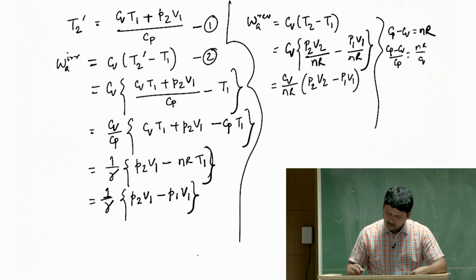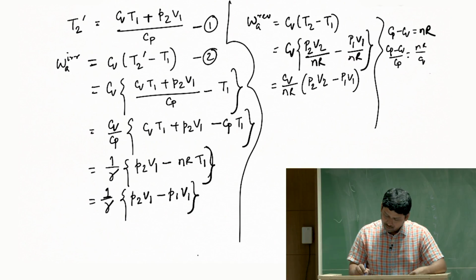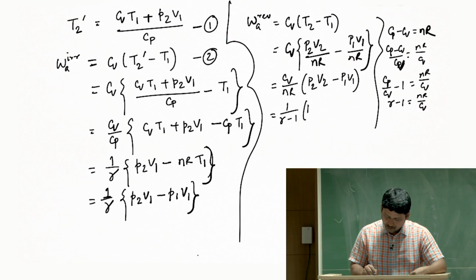So, we can do the inverse of that. We know Cp minus Cv is nR, and we have to divide by Cv. So, (Cp minus Cv) by Cv equal to nR by Cv, which means that it is Cp by Cv minus 1 equal to nR by Cv, or gamma minus 1 equal to nR by Cv. So, Cv by nR is 1 by (gamma minus 1) times (P2 V2 minus P1 V1).